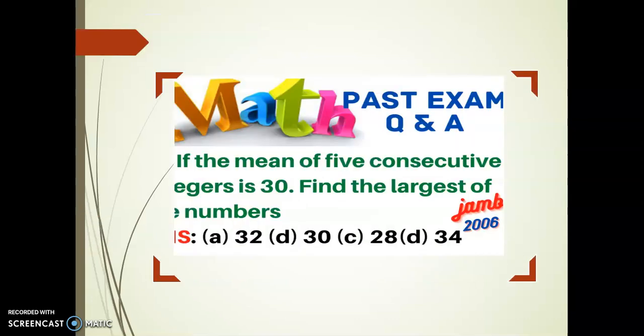Now, what we have for today is a past question and answer from JAMB 2006. If the mean of 5 consecutive integers is 30, find the largest of the numbers. You can see option A 32, option B 30, option C 28, option D 34. Yes, there's a mistake on this D. It's supposed to be B.